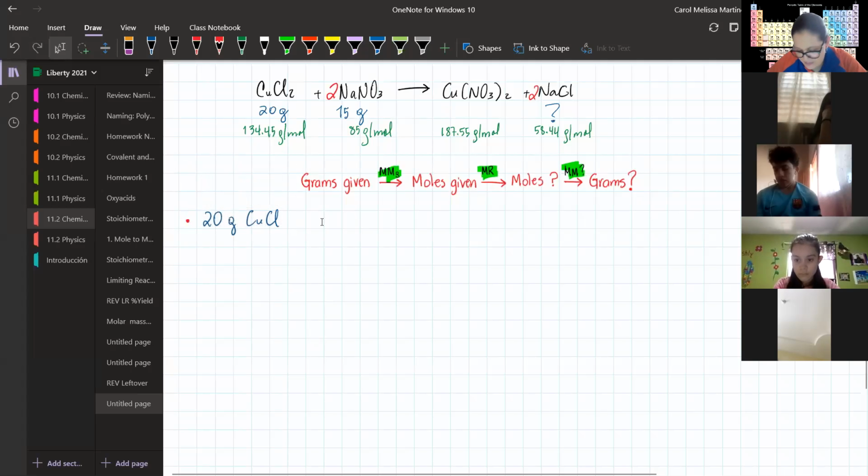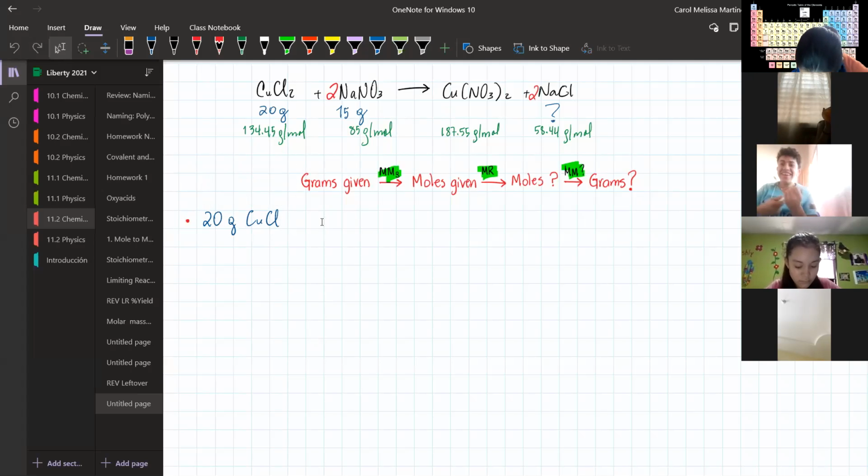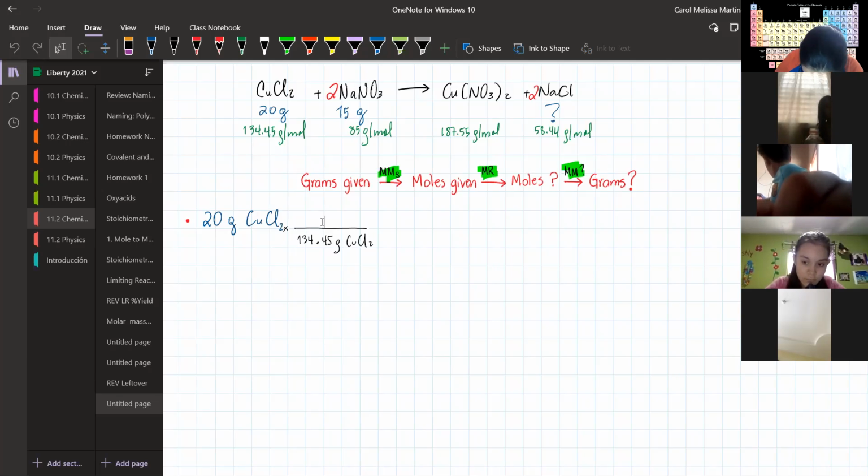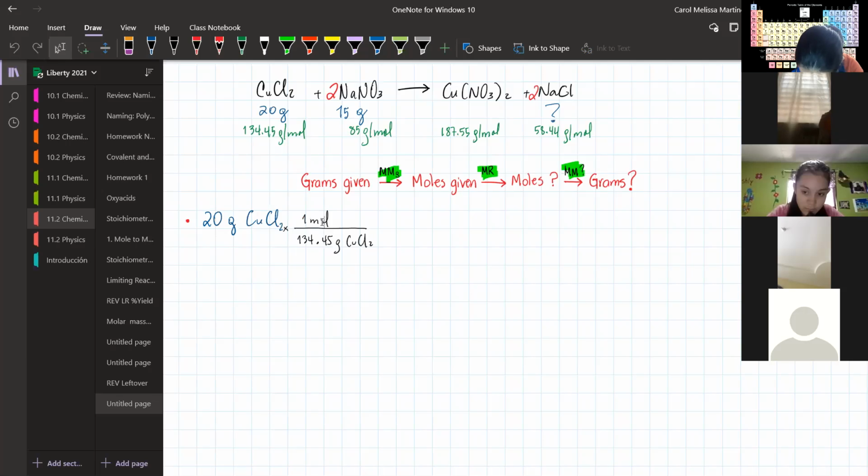Okay. So I begin with my procedure. Guys, honestly, the path is very useful. If I don't have the path, it's a little bit more difficult to do it because the path tells you exactly what to do. So in the first step, I use the molar mass of the given. So the molar mass is 134.45 grams CuCl2 in 1 mole CuCl2.